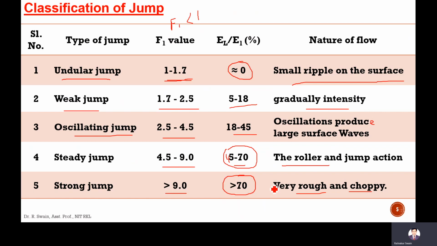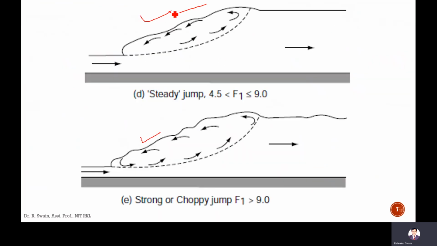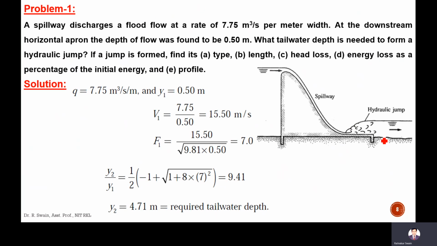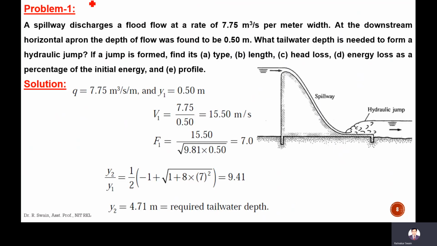Okay, so this is the undular jump. This is a weak jump. This is an oscillating jump. This is a steady jump. This is a strong jump. So like this, the classification of jump is done. If the F1 value is known, then we can say which type of jump usually occurs. Next, let us solve one problem.